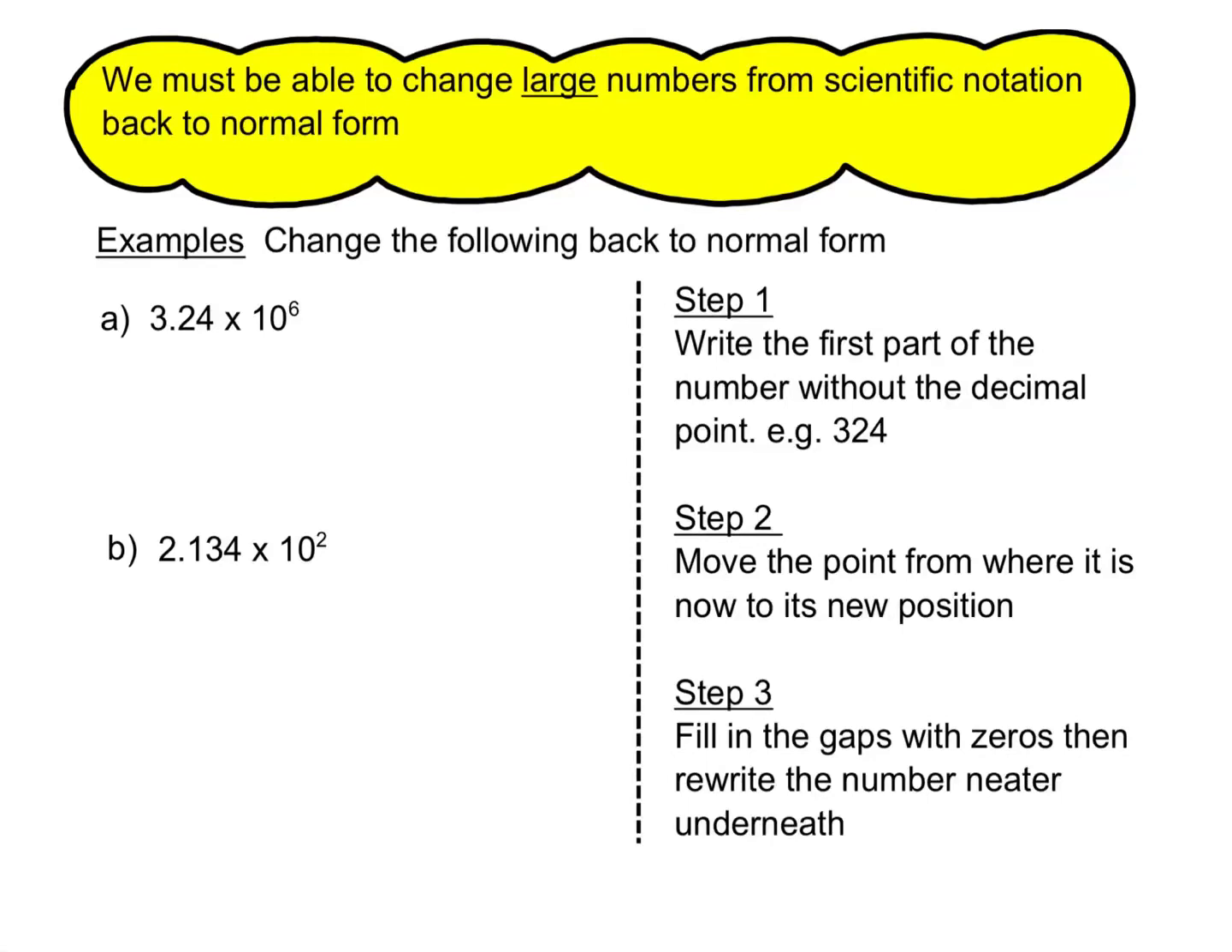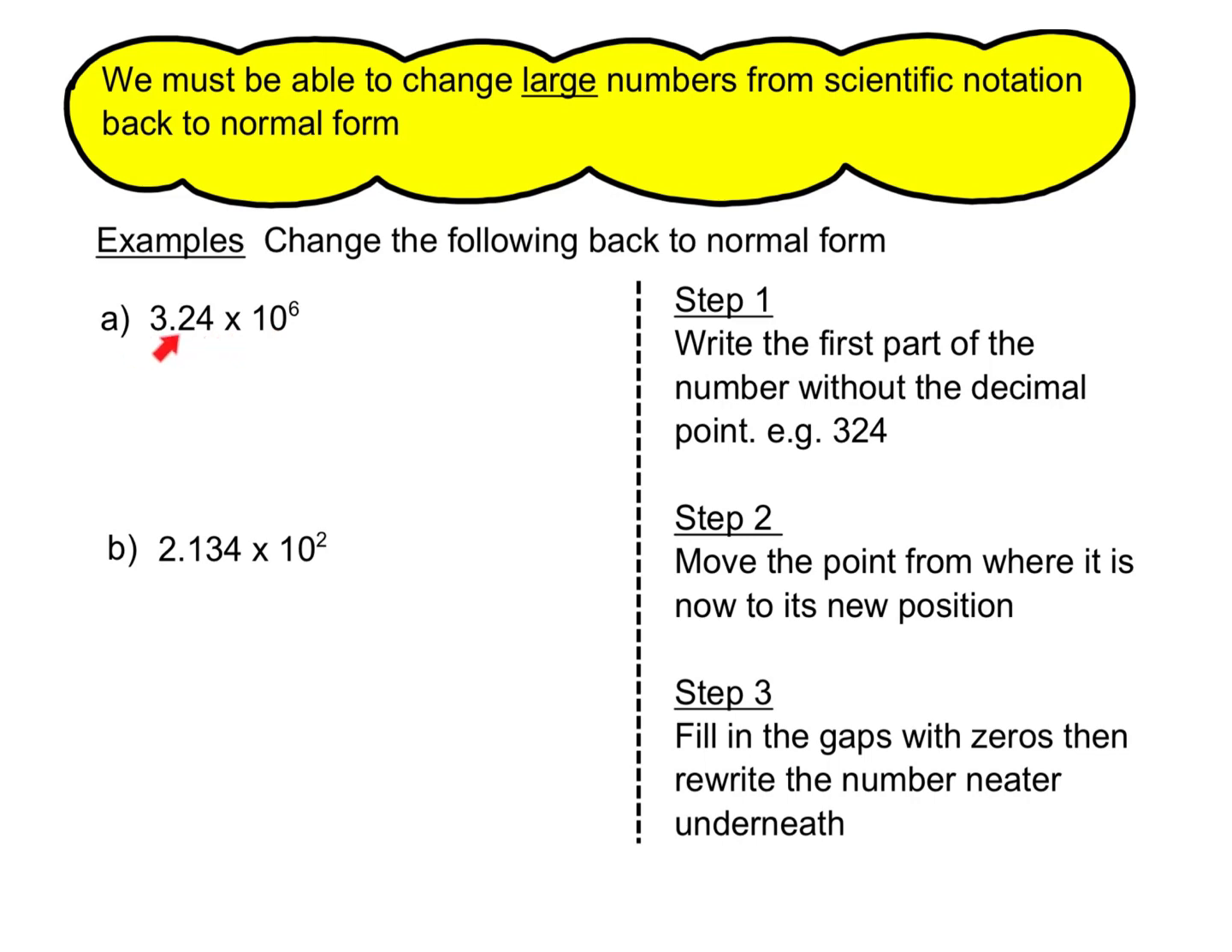In this video, what we're going to look at is how to change large numbers that are written in scientific notation back into their normal form. So we have our success criteria down here, which are the 3 steps we need to do in order to be able to do this. Now we have here 3.24 times 10 to the 6.